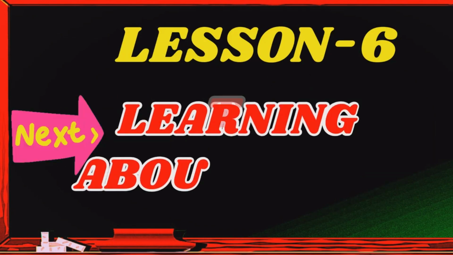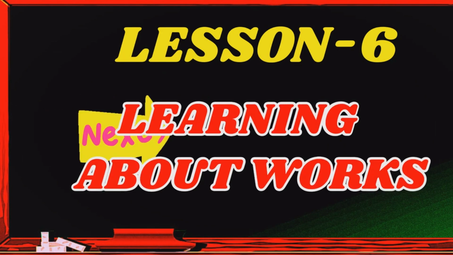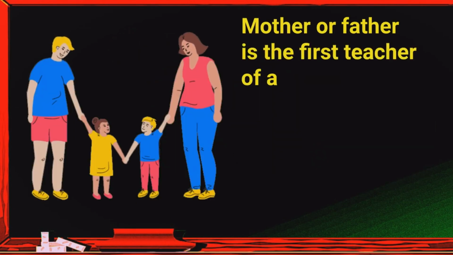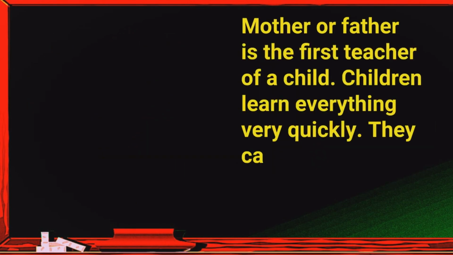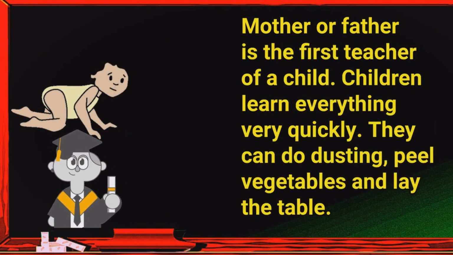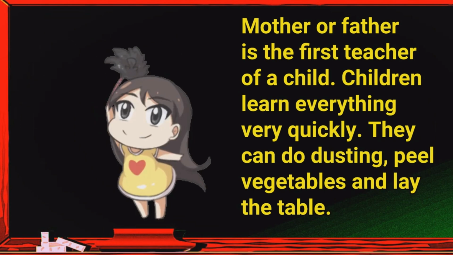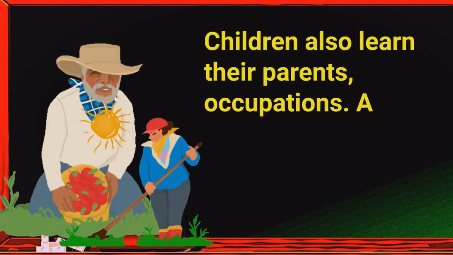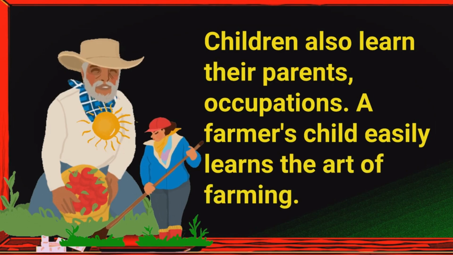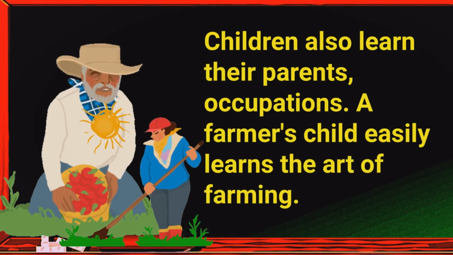Now next we will revise the important facts about lesson 6, learning about works. So let's revise the important points related to this lesson, which is very important. Mother or father is the first teacher of a child. Children learn everything very quickly. They can do dusting, peel vegetables and lay the table. Children also learn their parents' occupations. A farmer's child easily learns the art of farming.